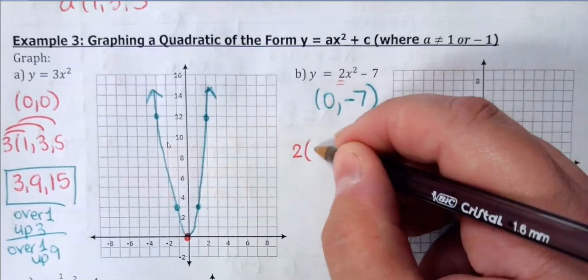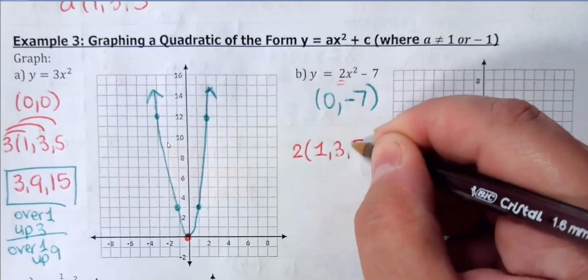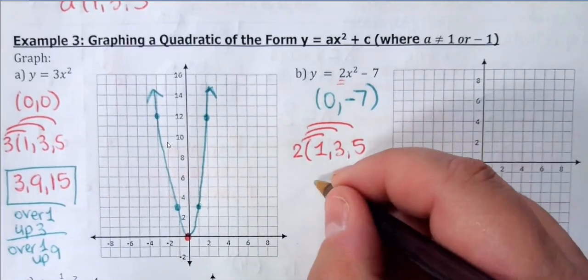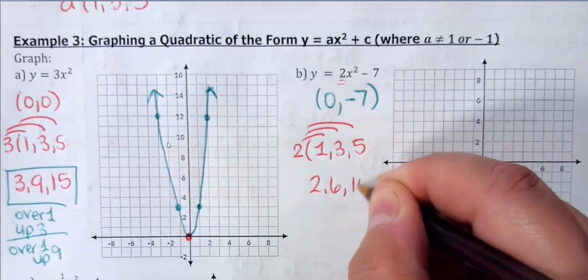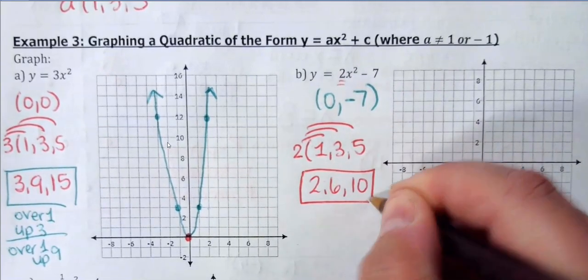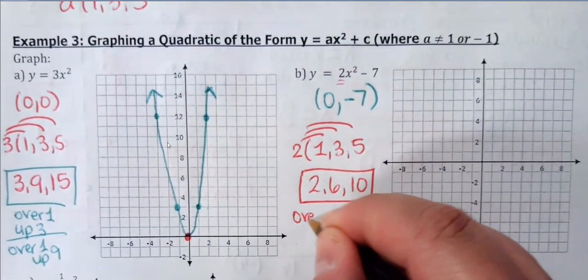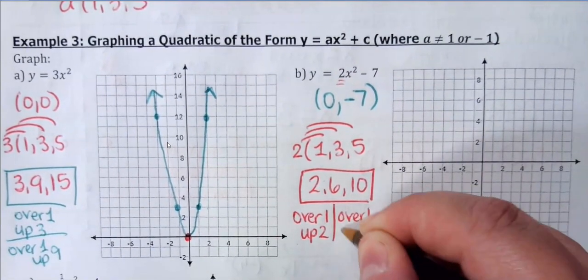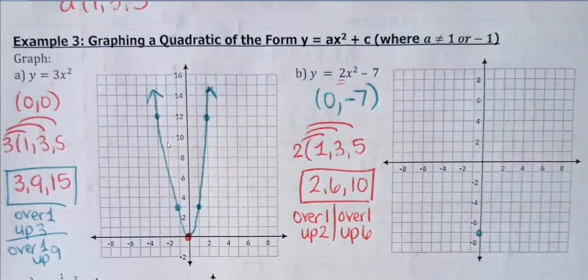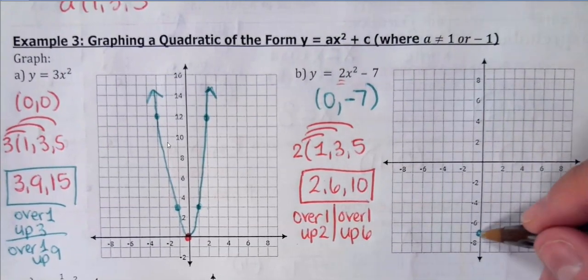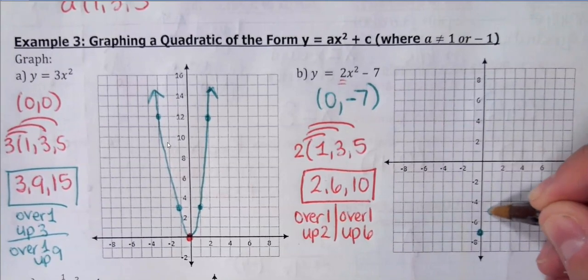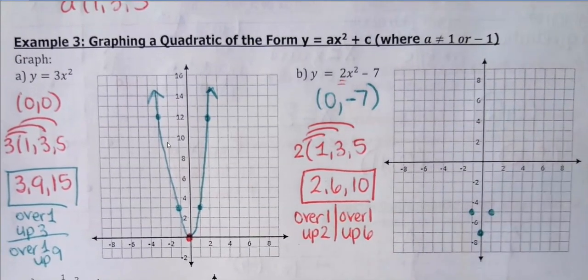So I'm just going to take 2 and multiply it by that 1, 3, 5. So the pattern for this graph that we want to use to get our points would be 2, 6, and 10. So it works the same way. We're just going to go over 1, but we'll go up 2. Then we'll go over 1, up 6. And I don't think we'll be able to fit it, but if we could, it'd be over 1, up 10. So once you get the vertex, it's always over 1, and then up 2 on either side of that vertex.